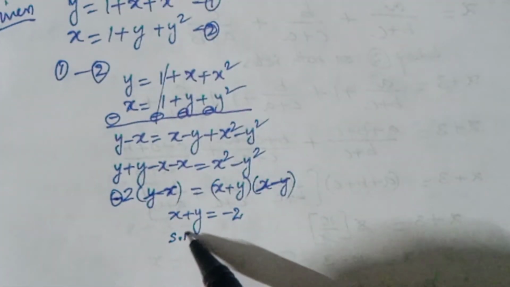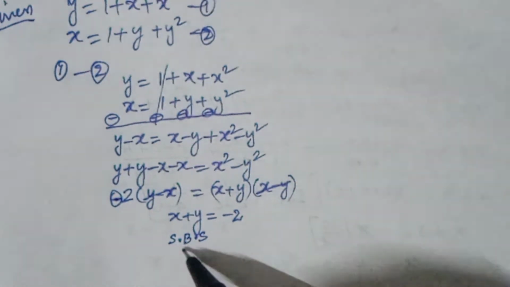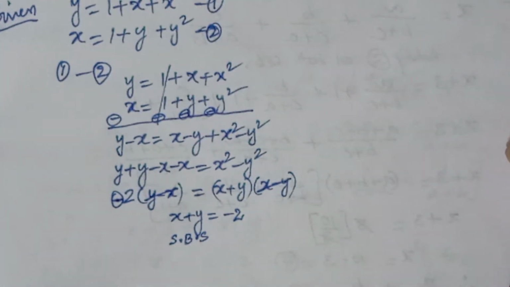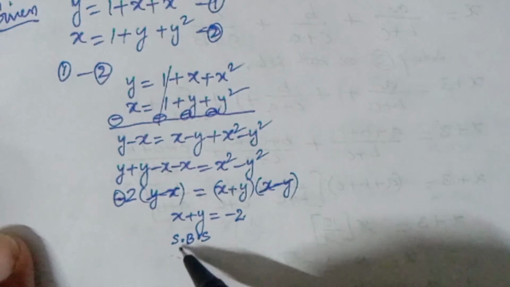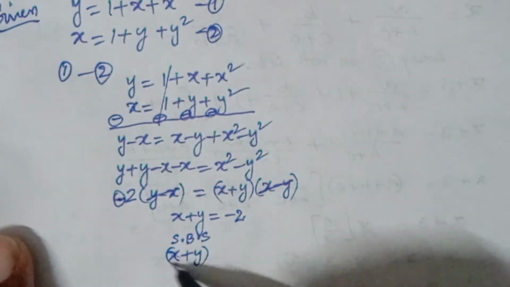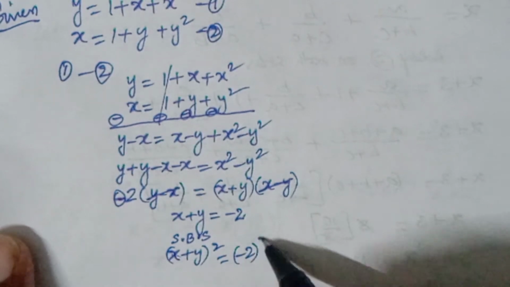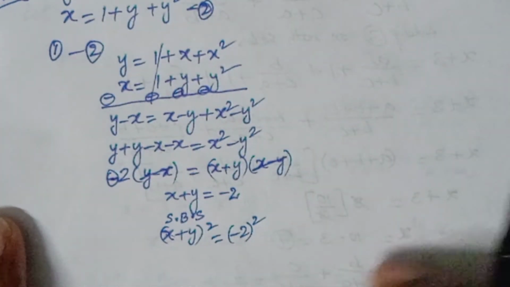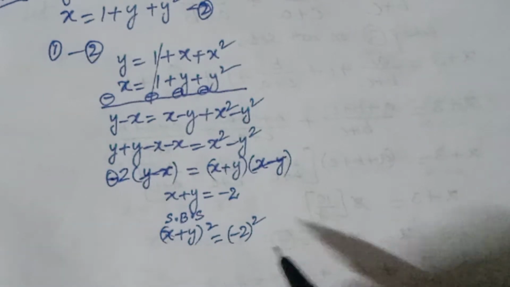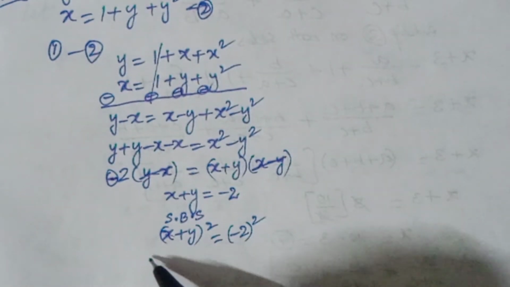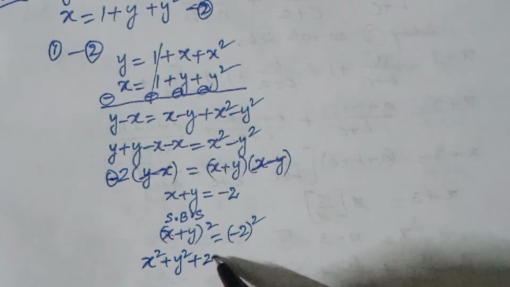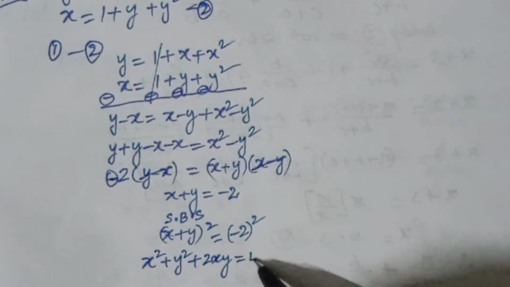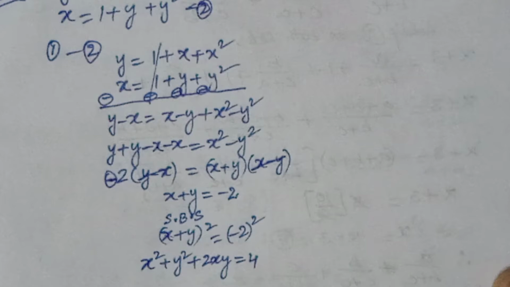Now squaring on both sides: x plus y whole squared is equal to minus 2 whole squared. So what will we get here? x plus y whole squared equals minus 2 whole squared. a squared plus b squared plus 2ab is equal to 4.